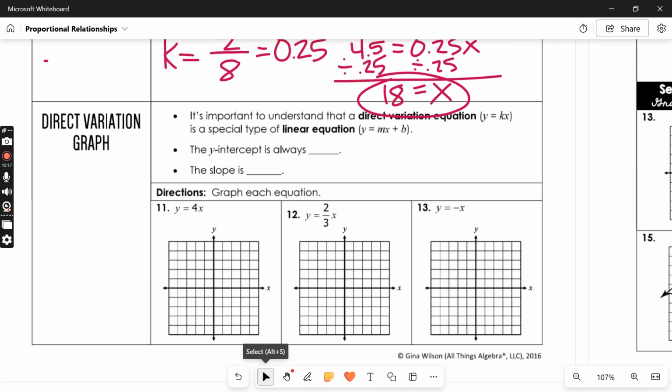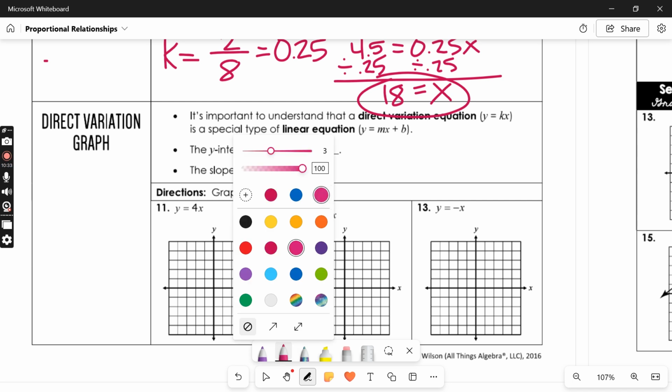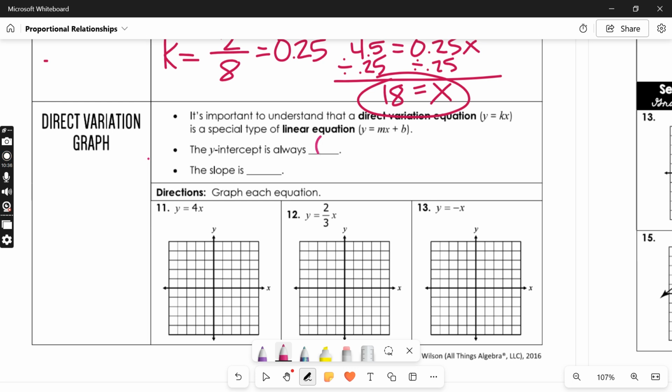It's important to understand that the direct variation equation is y equals kx. It is a special type of linear equation, y equals mx plus b, where our y-intercept is 0 and our slope is k. So we're going to graph each of these. y equals 4x. Our y-intercept is 0, which means we're going to start at the origin.